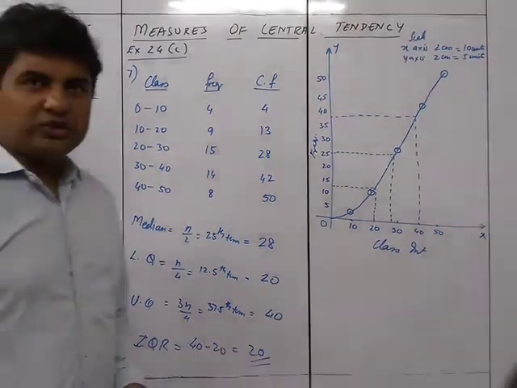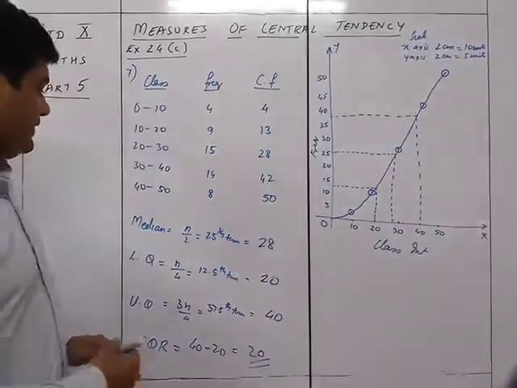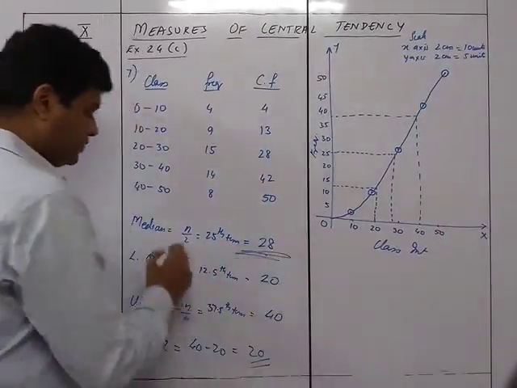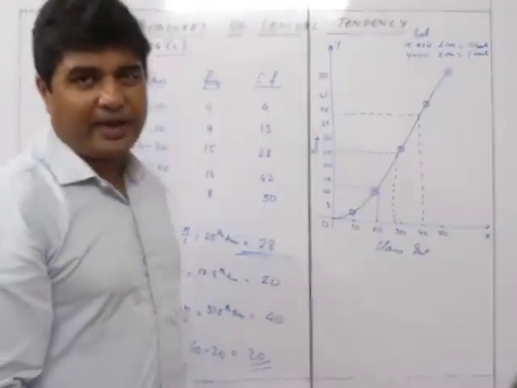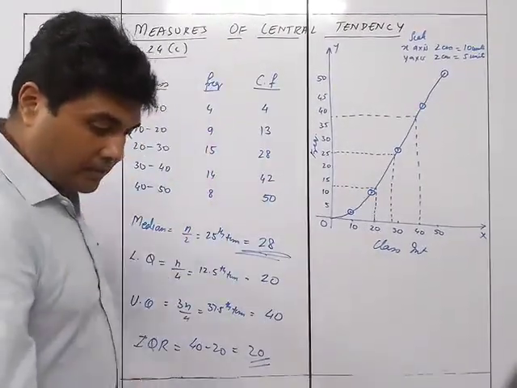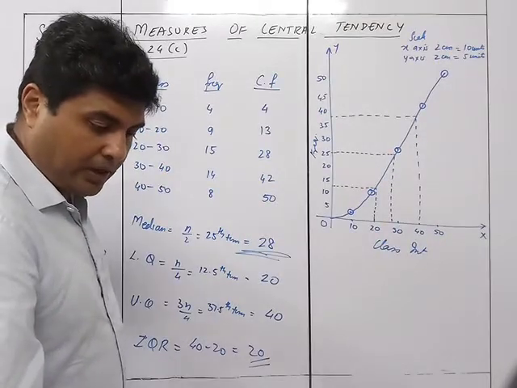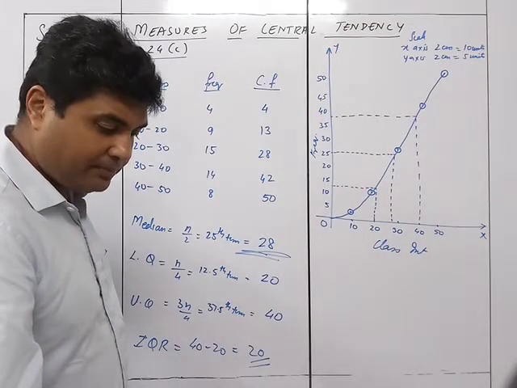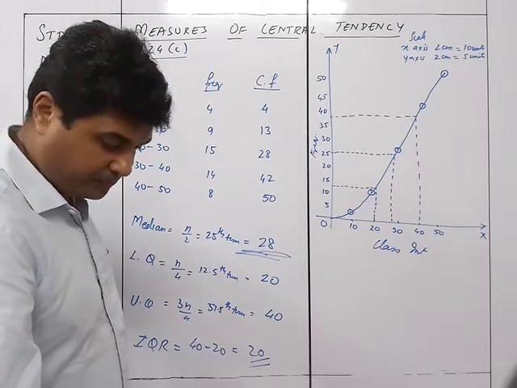So we made an addition to this particular sum by giving not only the median, but we also found out the lower quartile, upper quartile and the interquartile range in sum number 7. Okay, now we see the next sum, that is sum number 9.